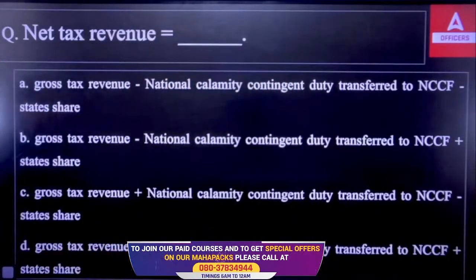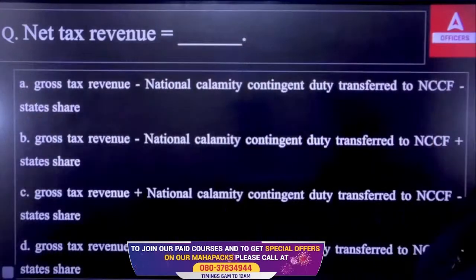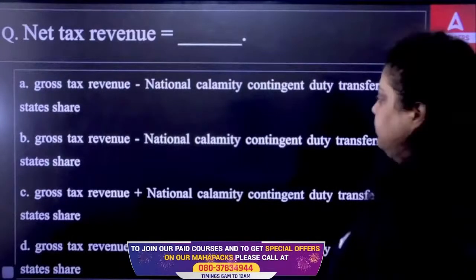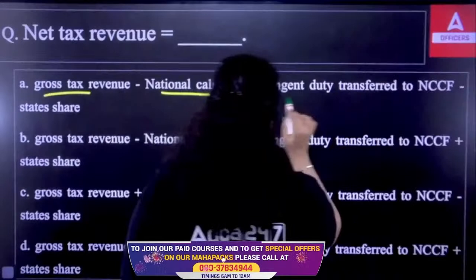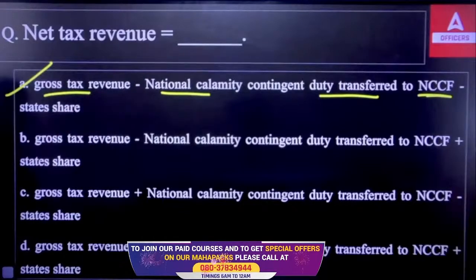Okay, so which of the following is correct in case of net tax revenue? We are calculating tax revenue here. So whatever the gross tax revenue was, minus national calamity contingent duty transfer to NCCF, minus state share. So the first option is correct here. Why? Because out of the gross tax revenue, you have deducted the value which you have to pay because of the national calamity. You have also deducted the share you have to send to the state government. So after deducting all of that from your gross income from taxes, that will be your net tax revenue.